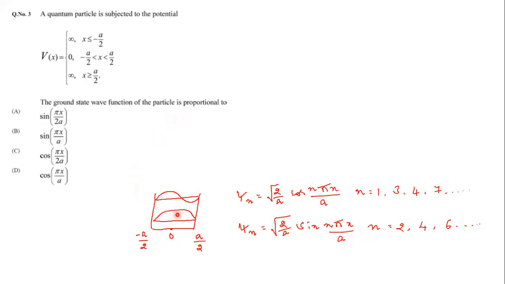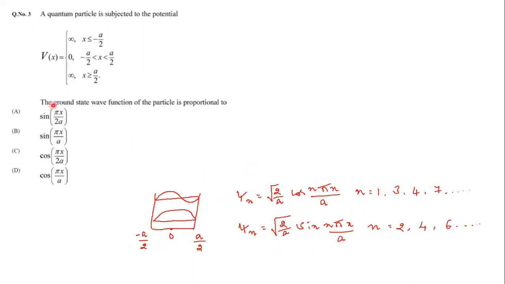Now the ground state wave function of a particle is symmetric. If it is symmetric, the ground state wave function looks like this. If it is symmetric, it will follow this equation. If it is not symmetric, if you just imagine a reflection symmetry here and this part and this part, then it will not be symmetric. So we will take the wave function like this: psi n is equal to root 2 by a sin n pi x by a, where n is all even.